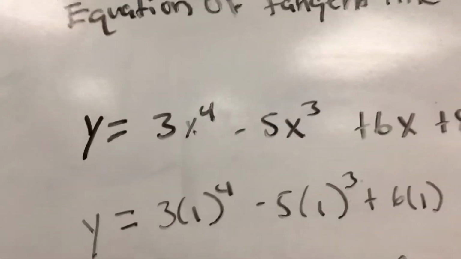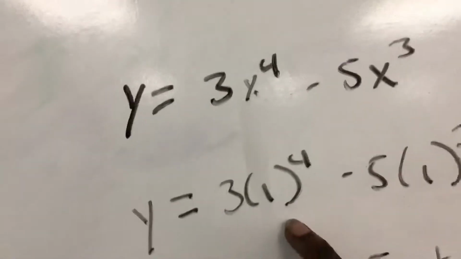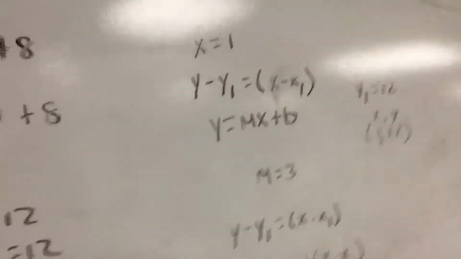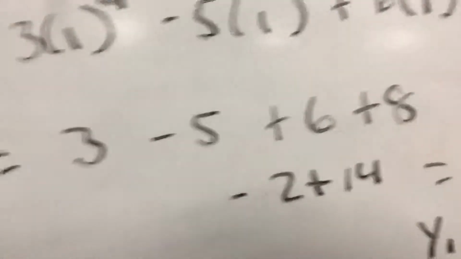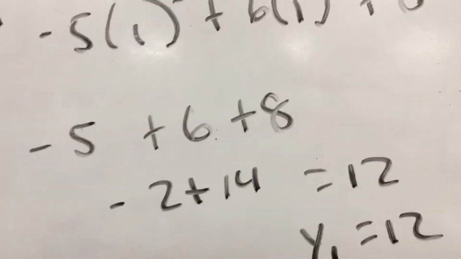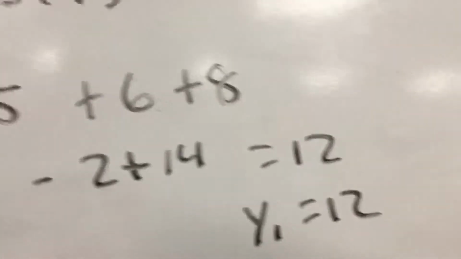Okay, to solve this problem, you have to plug in x equals 1. So for this, you get y equals 3, plug in the x to the fourth, same here, all the way down. Then once you plug in, 1 to the fourth is just 1. Multiply it times each other. Minus 5 plus 6 plus 8. So you do the PEMDAS and you get 3 minus 5, which is -2. And 6 plus 8 is 14. And that's how you get y1 equals 12.